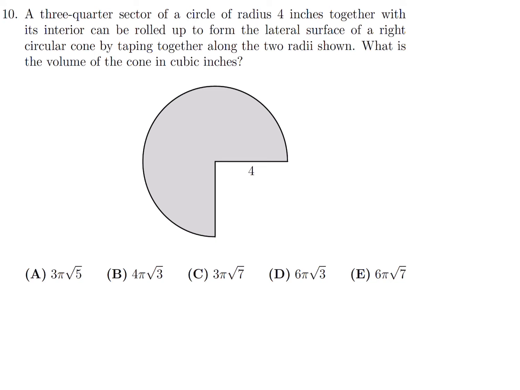A 3/4 sector of a circle of radius 4 inches together with its interior can be rolled up to form the lateral surface of a right circular cone by taping together along the 2 radii shown. What is the volume of the cone in cubic inches? All right, a little bit of a 3D kind of interpretation you need. So it's practice, so just get out a piece of paper, make this shape, then tape these edges together and see what you get. Absolutely nothing wrong with doing that.